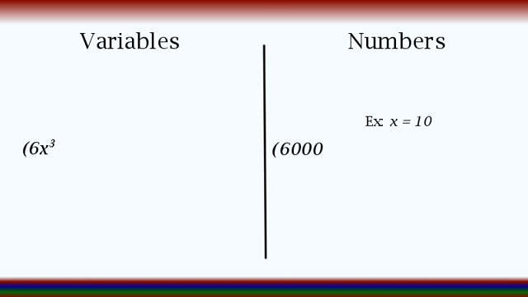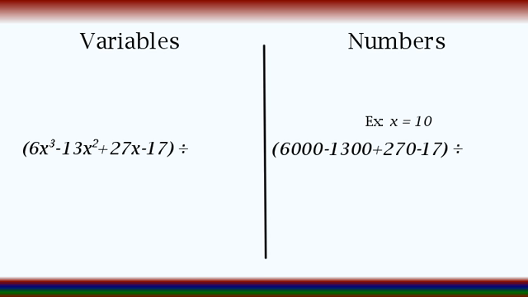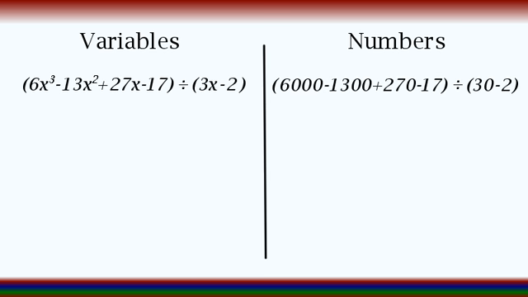And as we do this, I'll be working on the left with only variables, and on the right with numbers. The right side isn't quite the same as the left, because we're using numbers instead of variables, but it's included to show how the two techniques are similar. The example we'll be doing is 6x cubed minus 13x squared plus 27x minus 17, all divided by 3x minus 2. Neat. Now what do we do with this?